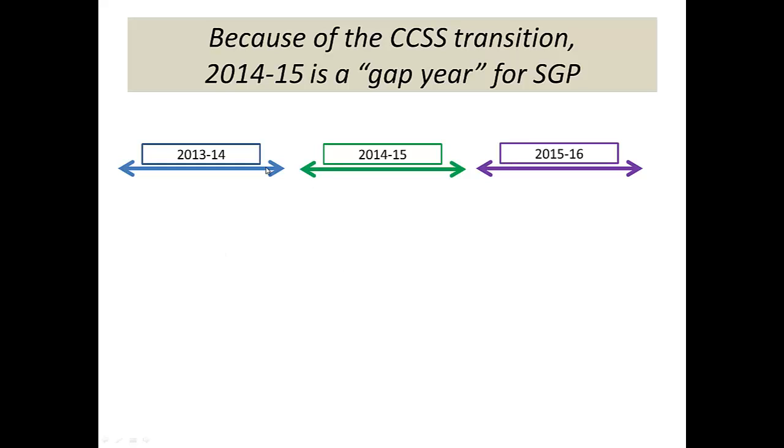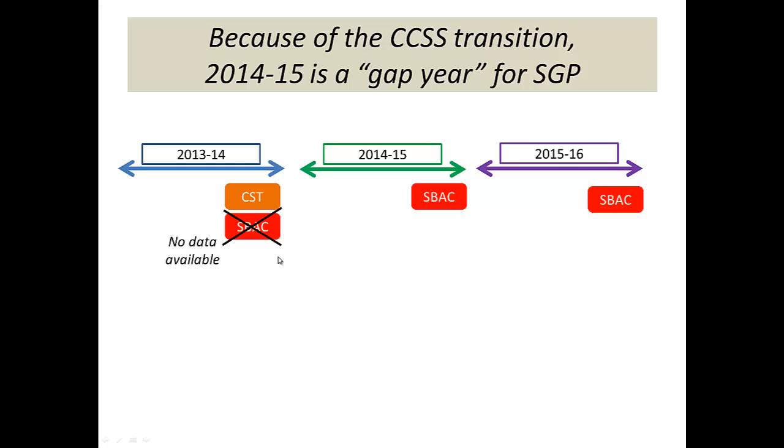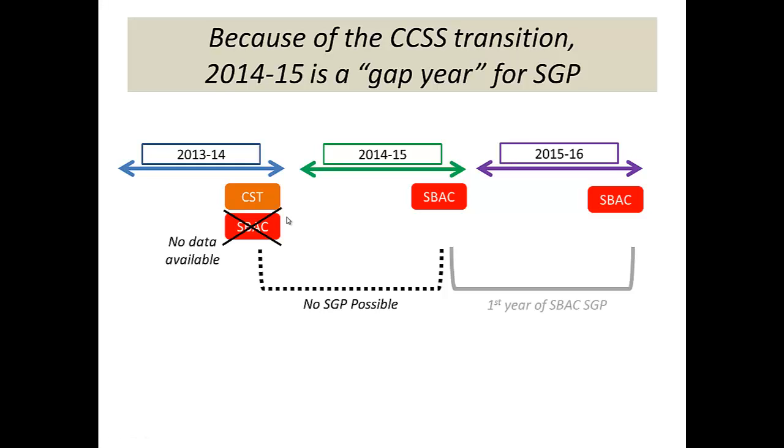Now, why is that? This spring, as I'm sure you all know, we're giving both the CSTs and Smarter Balanced. It's the last year of CSTs, it's the first year of Smarter Balanced, and because the new Smarter Balanced test is being pitched as a field test, there's no data available. So we will give the assessment, but we won't be able to get back the sort of detailed student achievement data that we are used to getting, which in effect means that next year we won't be able to create SGPs because we don't have this sort of prior assessment data to use as a baseline, which in turn means that the first year that we'll be able to create SGPs based off of SBAC won't really be until 2015-16.